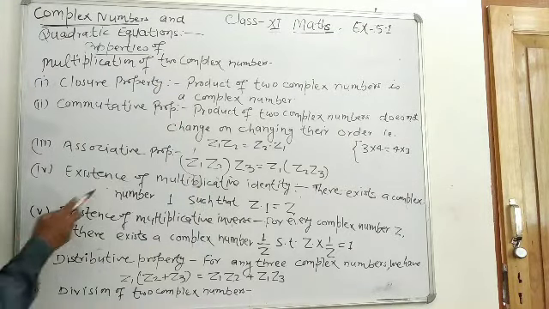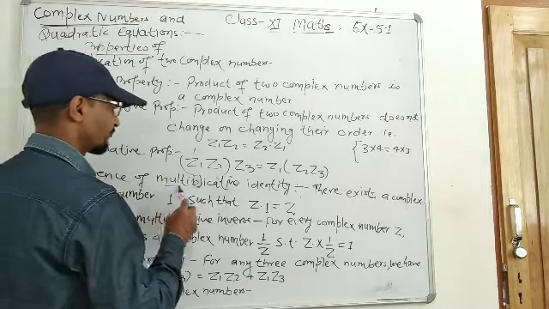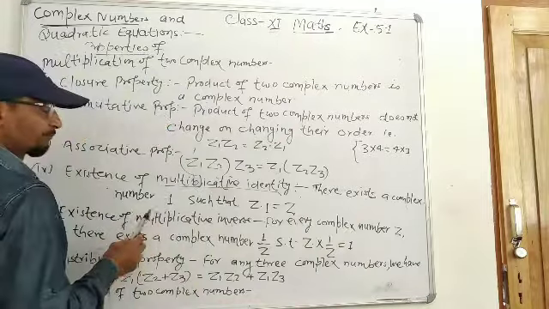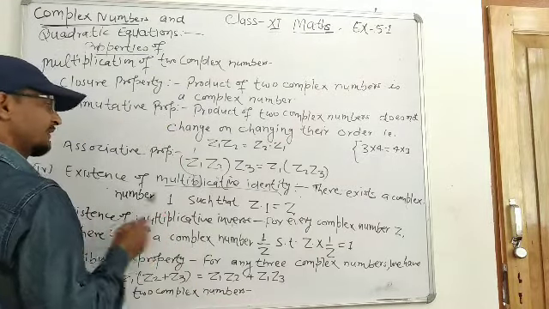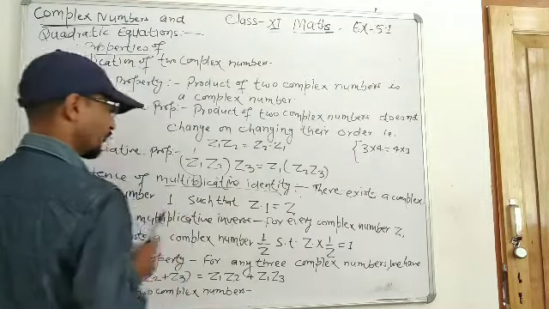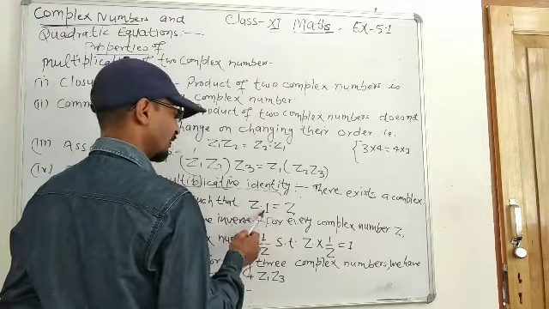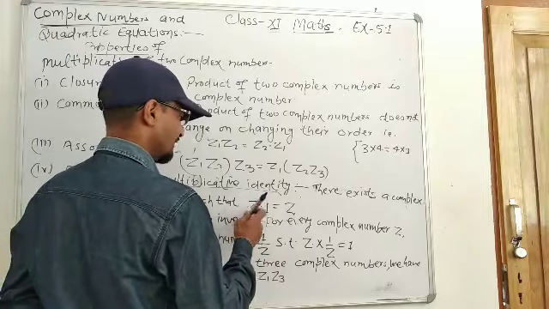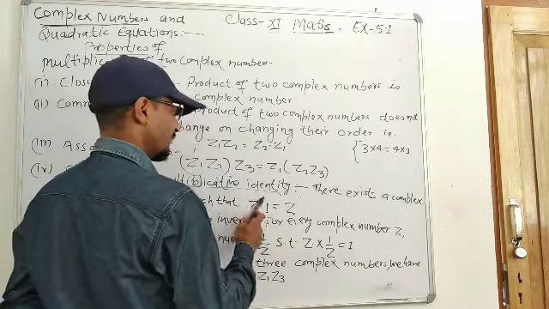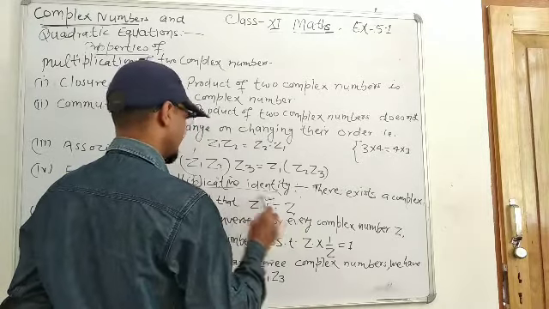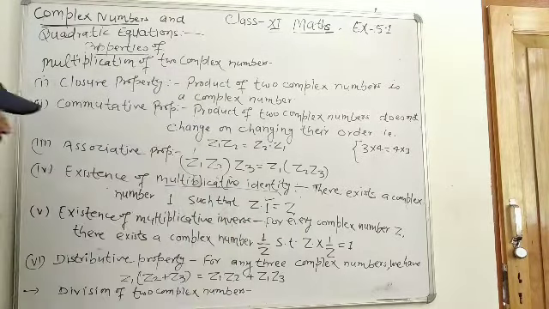Number 4 is existence of multiplicative identity. What is the multiplicative identity? There exists a complex number 1. 1 is known as the multiplicative identity, because if we multiply any number by 1, we always get the same number. So if z is a complex number multiplied by 1, we always get z. So this one is known as the multiplicative identity.